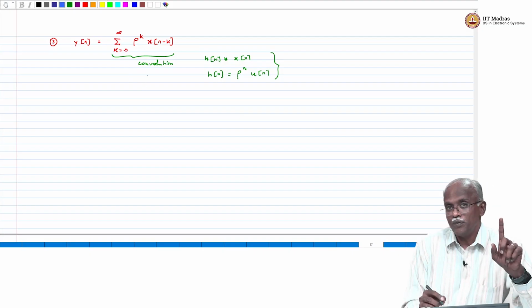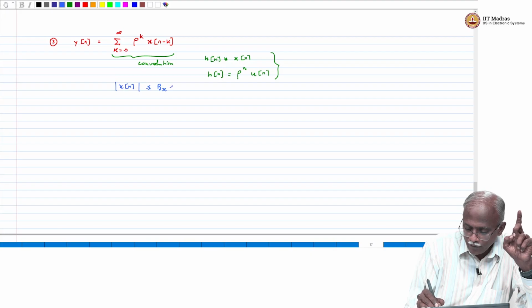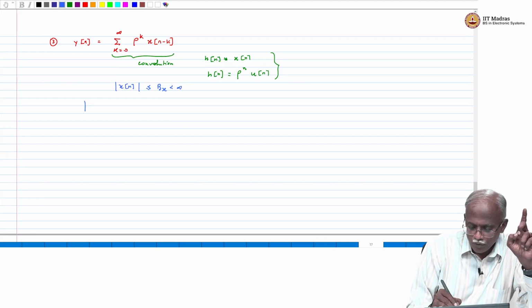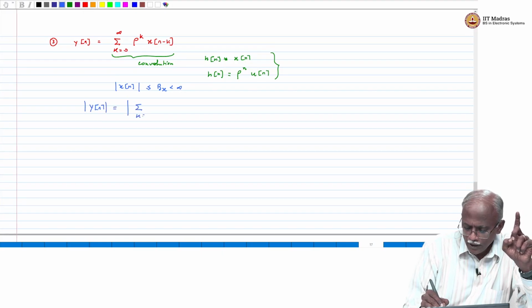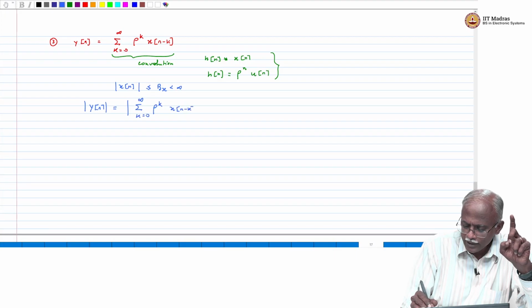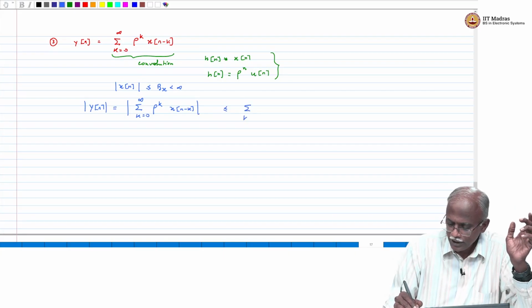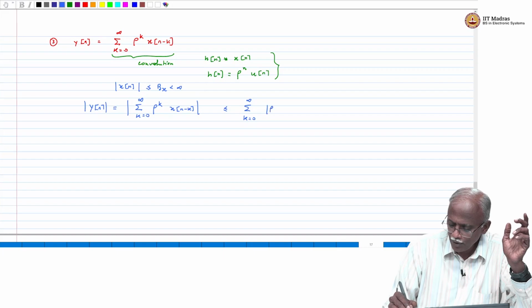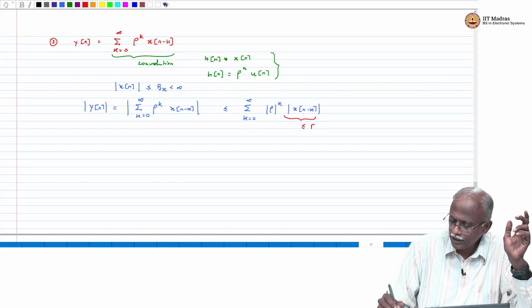Now, but that is not what we want. We want to know whether the system is BIBO stable. So, the expression that we have is mod x of n is less than or equal to bx less than infinity. I want to know about mod y of n. Mod y of n is modulus of summation k equal to 0 through infinity rho power k x of n minus k. This will be upper bounded by, taking the modulus inside, summation k equal to 0 through infinity of mod rho raised to the power k times mod x of n minus k. We know that this term is always less than or equal to bx.